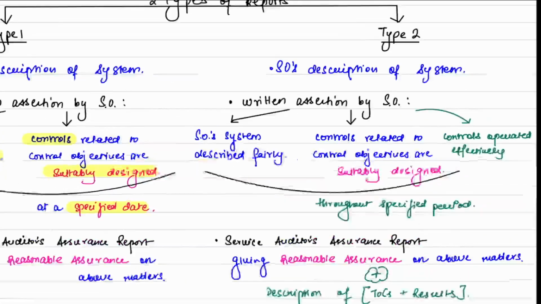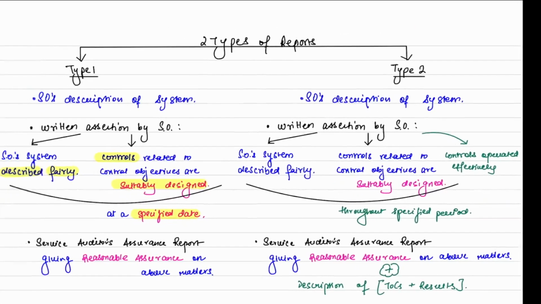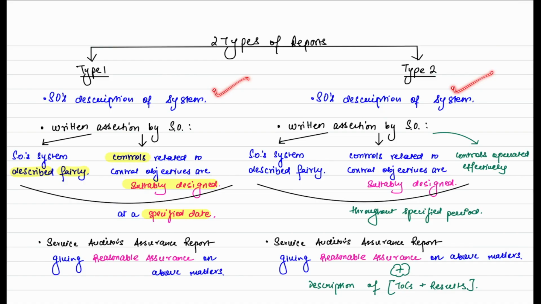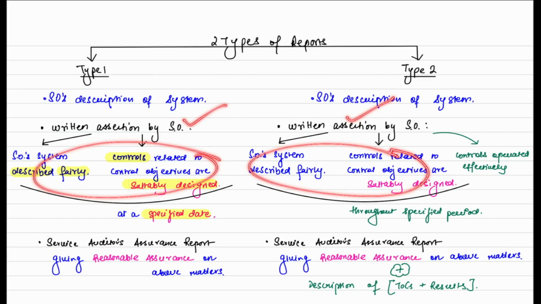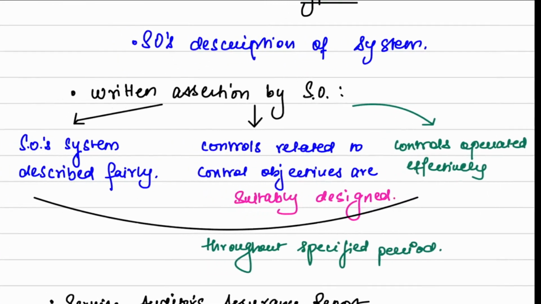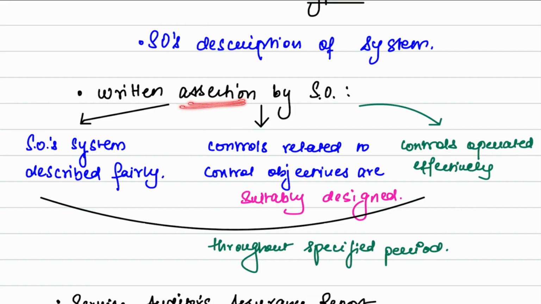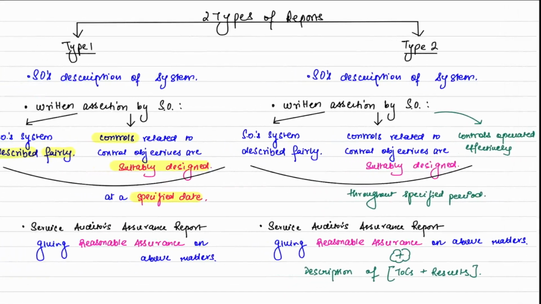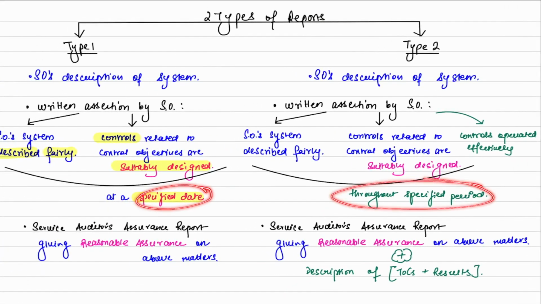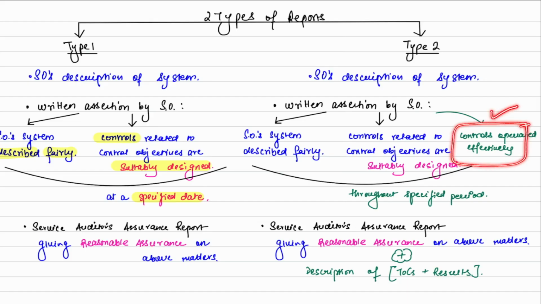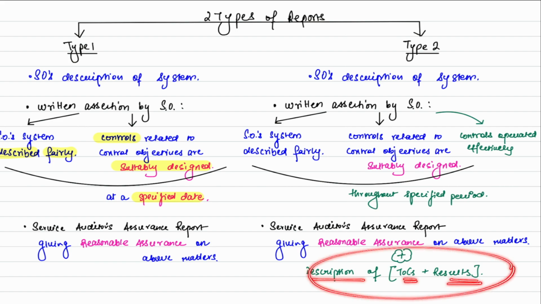Okay, sir. Type 2 report is also like the type 1 report. Description of the system, description of the system. Written assertion, written assertion. These 2 points are the same, but the additional point is that here the management asserts that the controls at the service organization are also operating effectively. Here it was at a specified date, but here it is throughout the specified period. Again a reasonable assurance. But because you are giving an assurance on the operating effectiveness, you also need to describe the test of controls and the results. Are the differences clear to you?